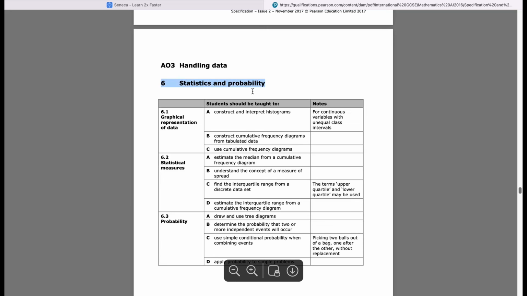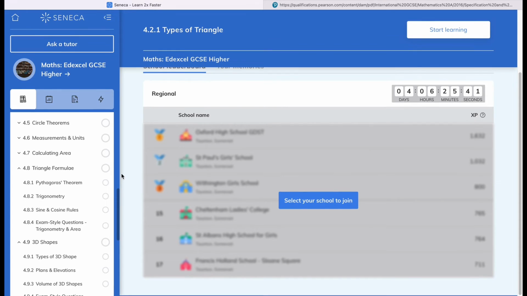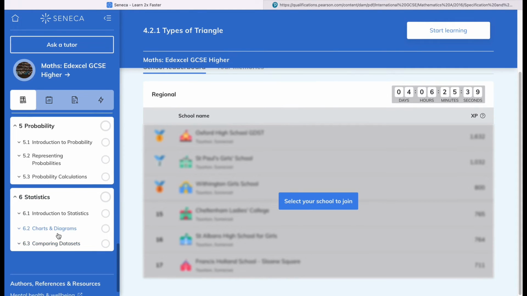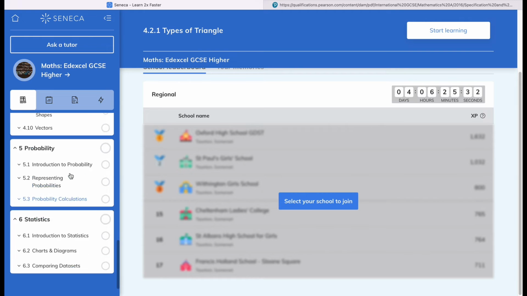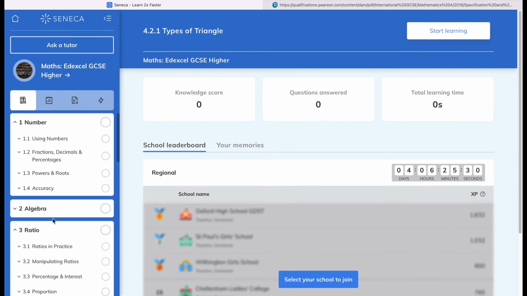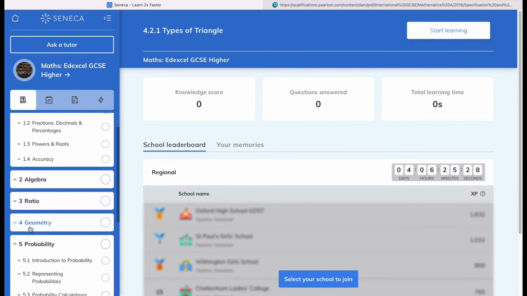If you look at the last part, number 6 is statistics and probability, and if you look at number 6 over here, it's statistics and certain things. They took it as 2 different segments, but you get the picture. So Seneca is literally brilliant. I wouldn't recommend it highly enough. It's that useful.